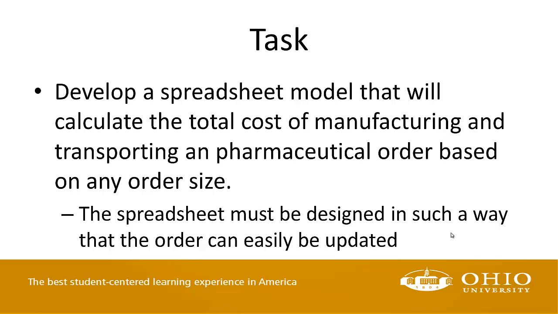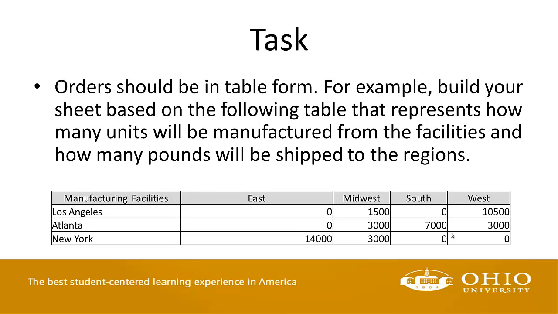The task at hand is to develop a spreadsheet model that will calculate the total cost of manufacturing and transporting any given pharmaceutical order, based on any size, based on pounds that might be requested. The spreadsheet must be designed in such a way that orders can be easily updated. For example, I recommend that we build a spreadsheet around this tabular format. We have a schedule below where we have the manufacturing facilities on the left, Los Angeles, Atlanta, New York, and along the column headers, we have all the regions, East, Midwest, South, and West.